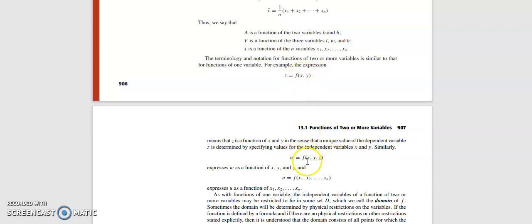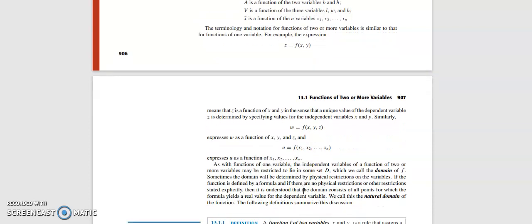Similarly, if you have the function w equal to f of x, y, z, its domain will be a subset of, because the value of w depends on x, y and z, the 3 dimensional space. Some subset of 3 dimensional space will be our domain. So here there is that difference.